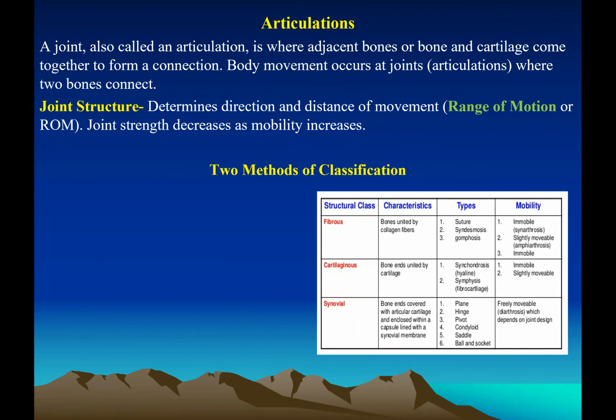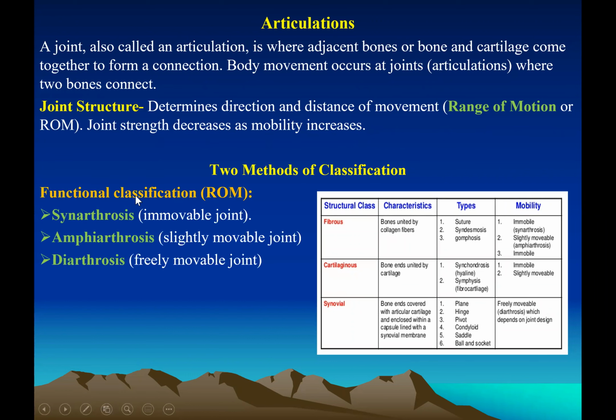There are two ways to classify joints. Classified according to the range of motion, it's called the functional classification. If a joint cannot move, it's called synarthrosis. Amphiarthrosis is a slightly movable joint, and diarthrosis is a freely movable joint.